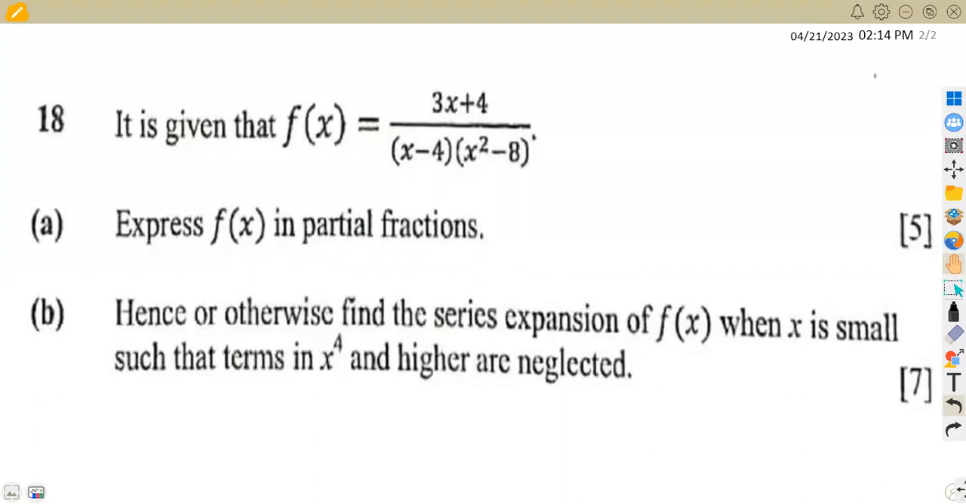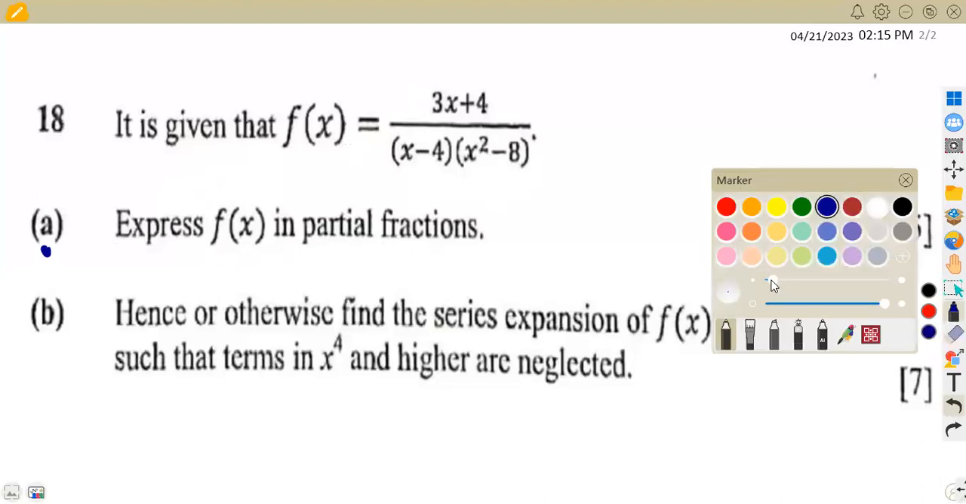So we are given one of the question papers that we are going to refer to in our revision, where we are given on question number 18 that it is given that f of x is equivalent to 3x plus 4, everything over x minus 4 into x squared minus 8. And we are asked on this question A to express f of x in partial fractions, or to express this into partial fractions. All right.